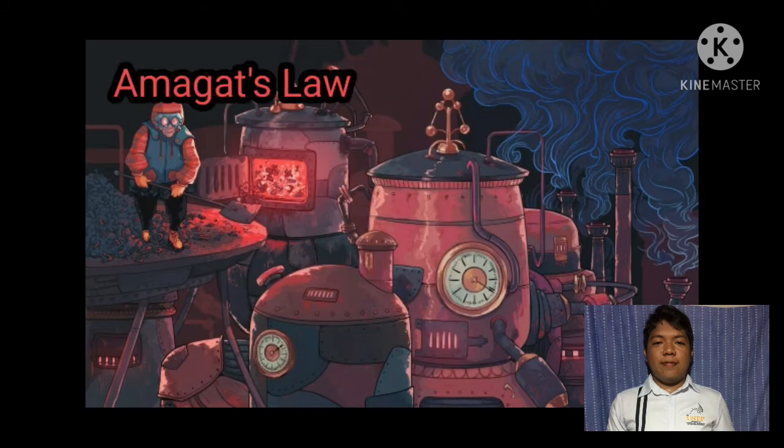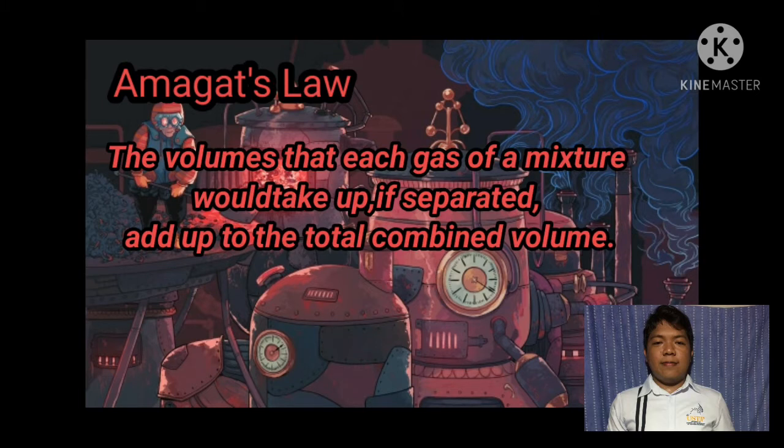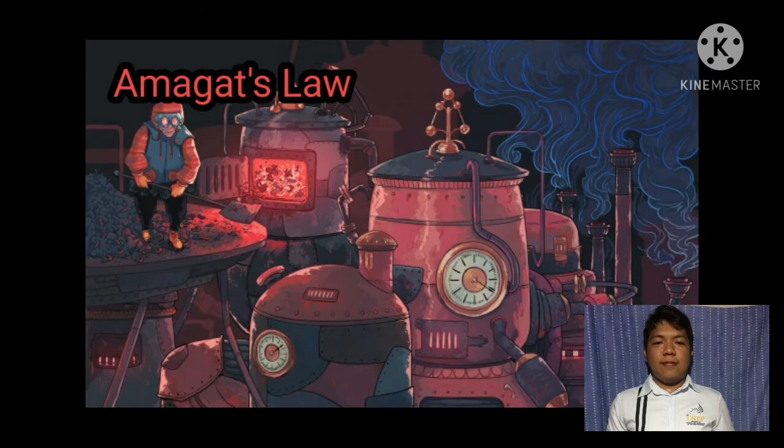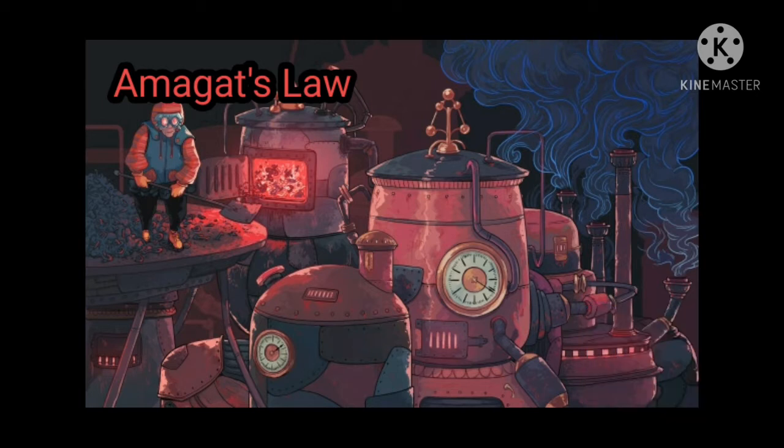On the other hand, Amagat's law states that the volume that each gas of a mixture would take up if separated adds up to the total combined volume. Amagat's law assumes that the volumes of the component gases are additive. The interactions of the different gases are the same as the average interactions of the components.